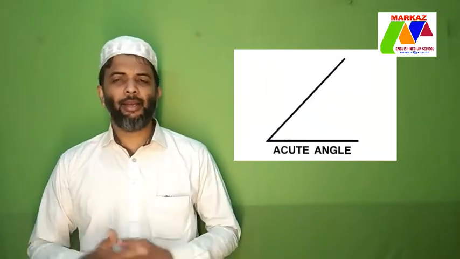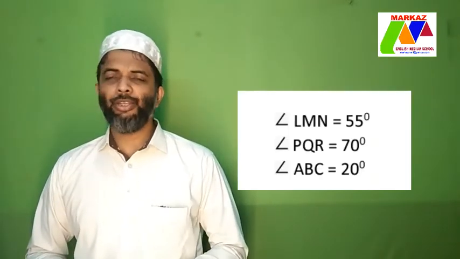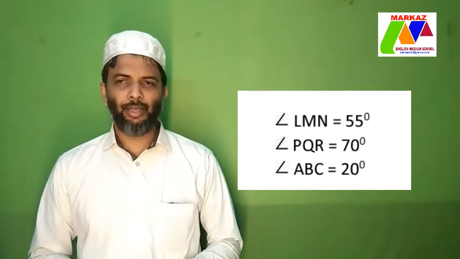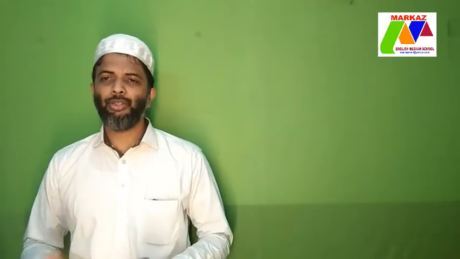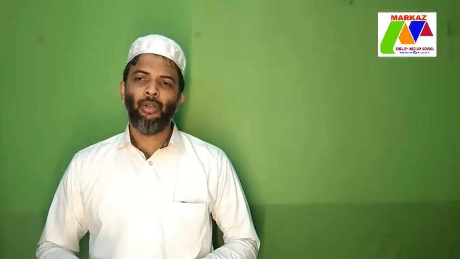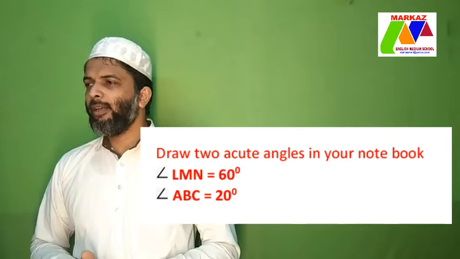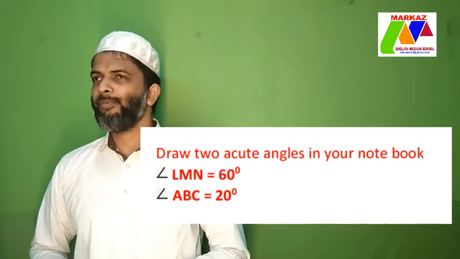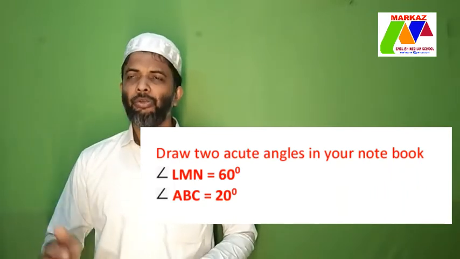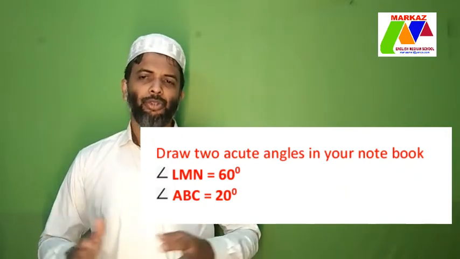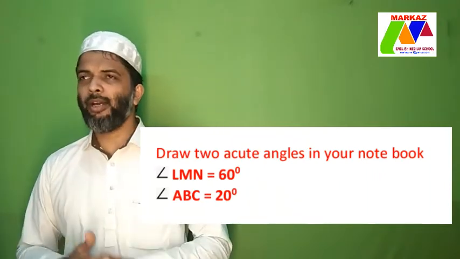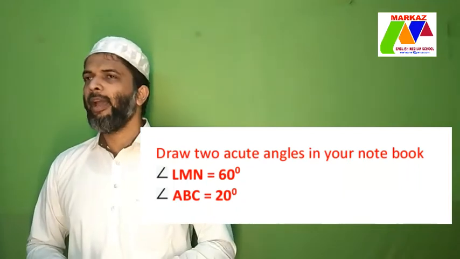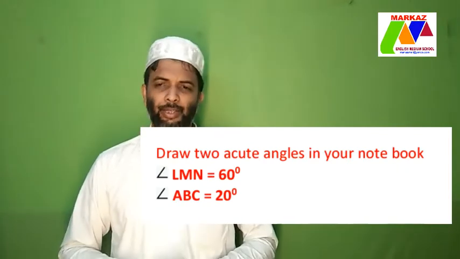Examples of acute angles are angle LMN is equal to 55 degrees, angle PQR is equal to 70 degrees, angle ABC is equal to 20 degrees. Draw two acute angles in your notebook: angle LMN of 60 degrees, angle ABC of 20 degrees. Pause the video and draw two acute angles in your notebook.